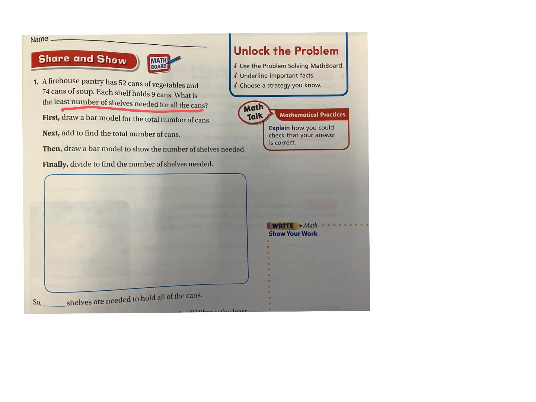So I have vegetables. I'm going to do a can of vegetables. And it looks like I have 52 of those. Draw the picture. And then I have cans of soup. I'm just going to make them a little bigger so my brain knows there's 2 different things. There's 74 cans of soup.